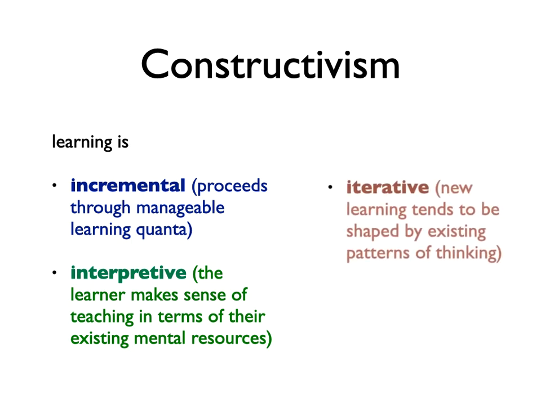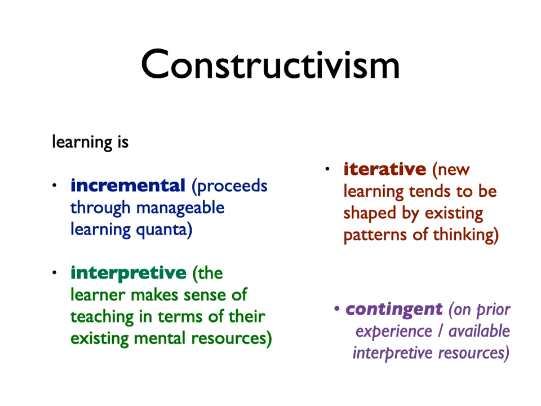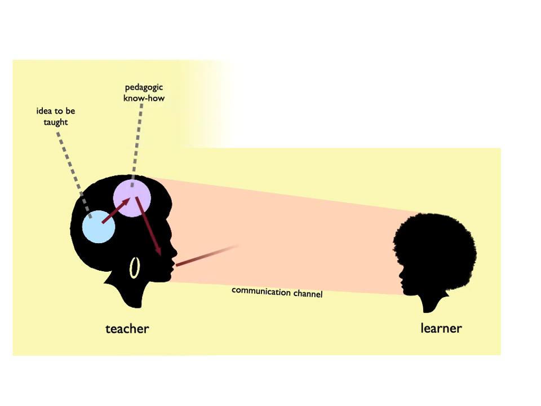Given that learning is both incremental and interpretive, it follows that learning is accordingly iterative. Our understanding develops by a small step in a direction shaped by its starting point in our existing thinking, and that leads to a revised starting point to shape the next small step. Our developing thinking is highly contingent on what we already think. So, we might develop our model a little.